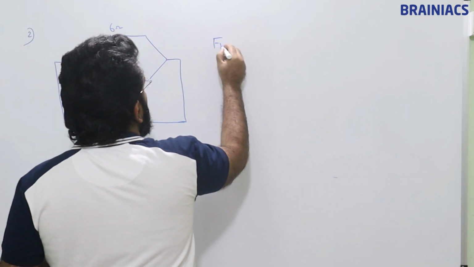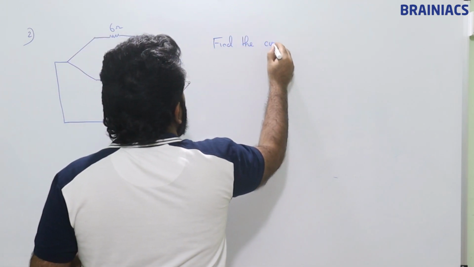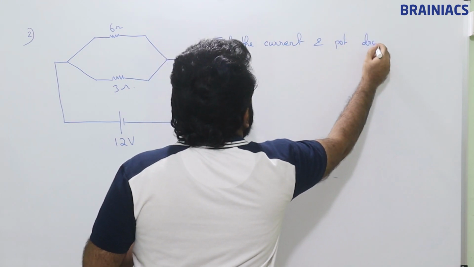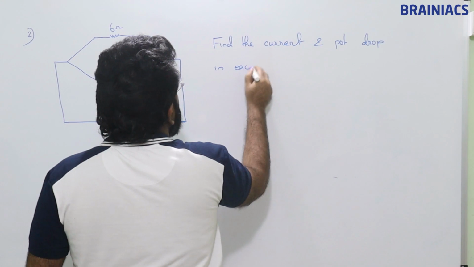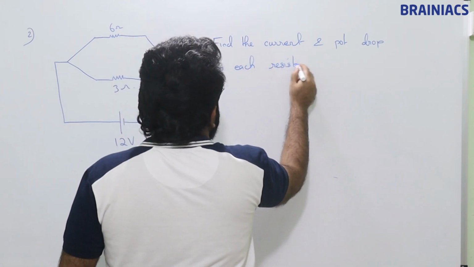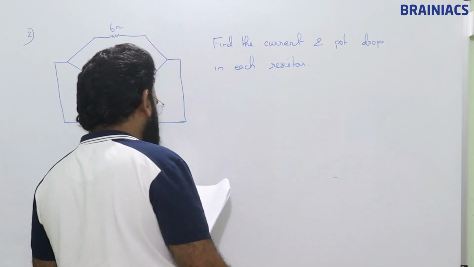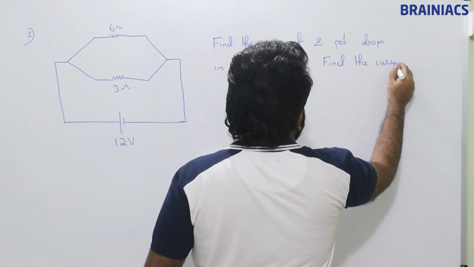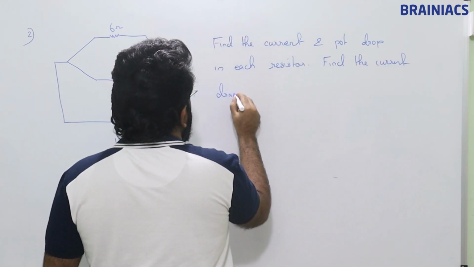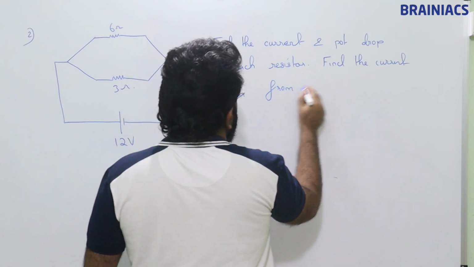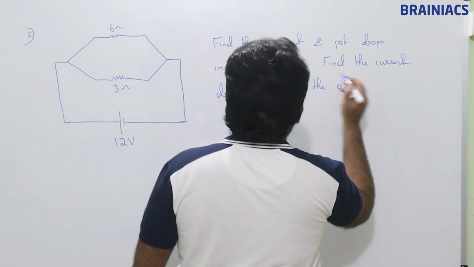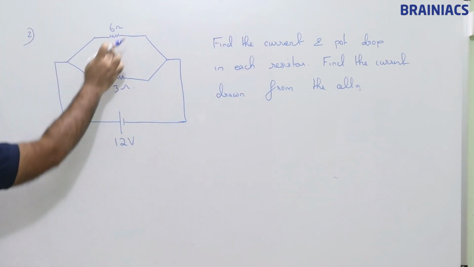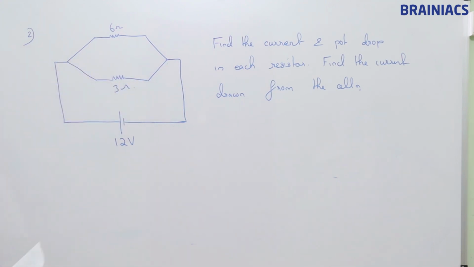Find the current and potential drop in each resistor. And find the current drawn from the cell. Start doing. What they are asking: find the current through this branch. How much current is drawn from the cell? What is the voltage across all these? This is what the question is.